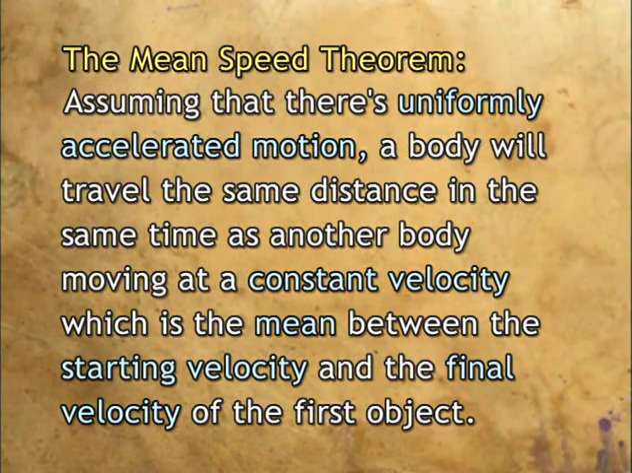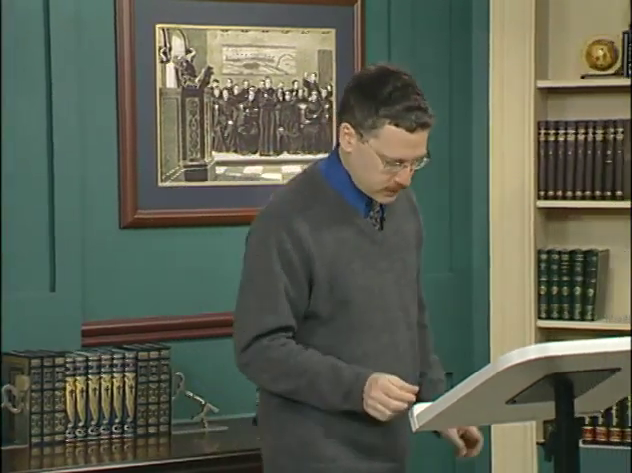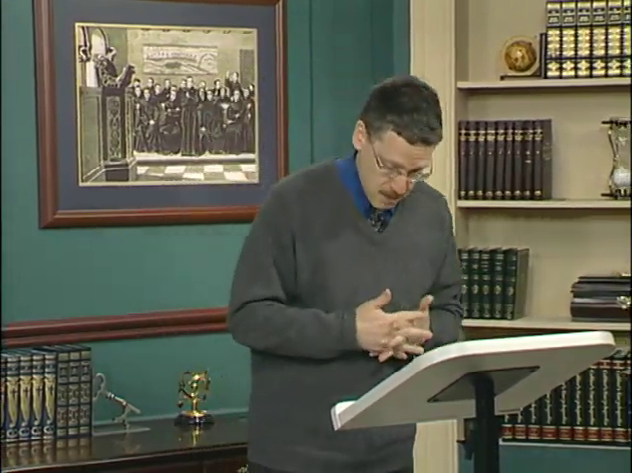Okay? So in other words, if we have an object that's starting at a speed of 0 and it goes to a speed of 8, it will traverse in a given interval of time the same space as a body moving with a velocity, the mean between 0 and 8, in other words, 4. Well, why is this important? Well, first of all, it sets the foundations for kinematic motion.